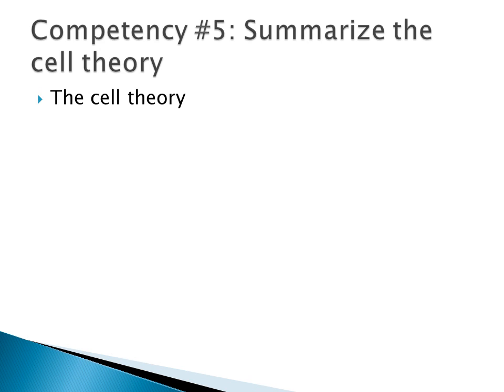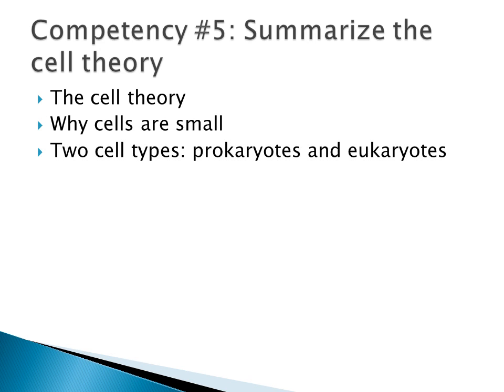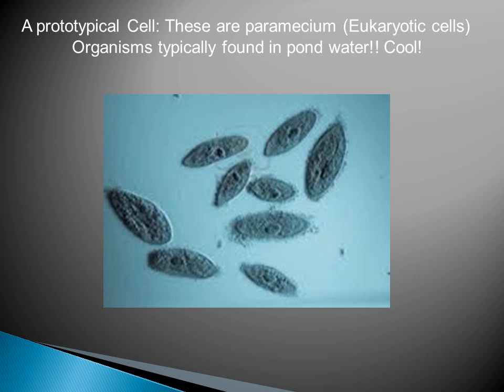What we're going to look at is the cell theory, which has already been discussed a little bit. We're going to discuss why cells are so small. We're going to focus on the two types of cells, prokaryotic and eukaryotic cells. Then we'll take a quick glance into viruses and prions. These are interesting biological entities that cause diseases. So it should be a fun little lecture.